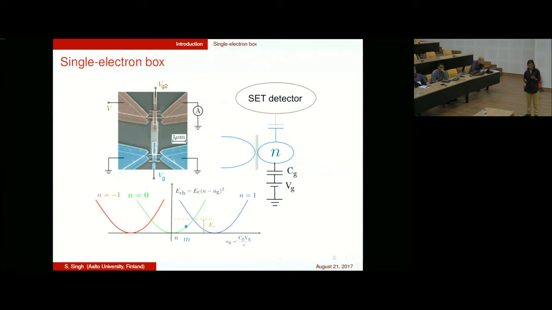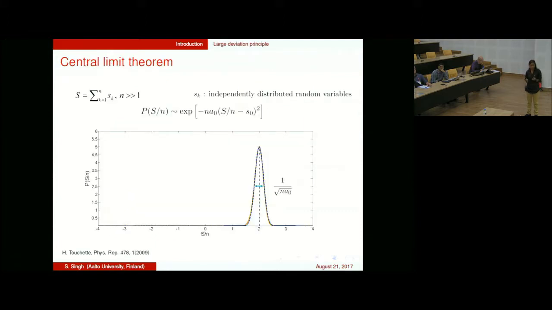So this is the experimental part. And now I will go quickly to this large deviation part. This is quite well known, and it's nicely presented in this report by Hugo.